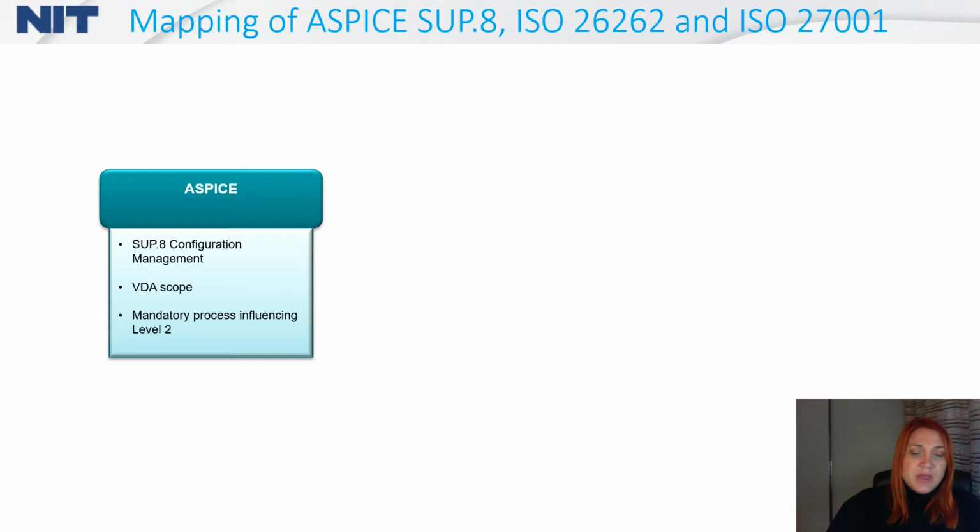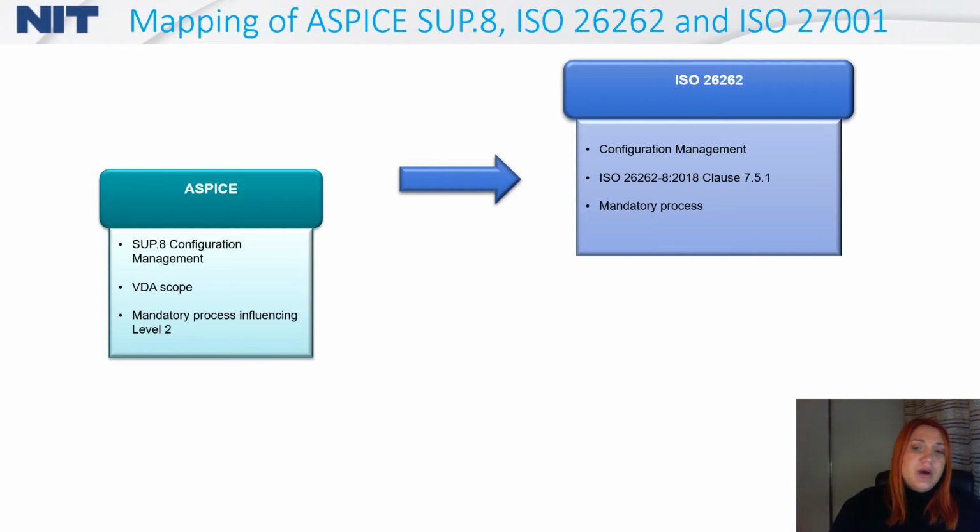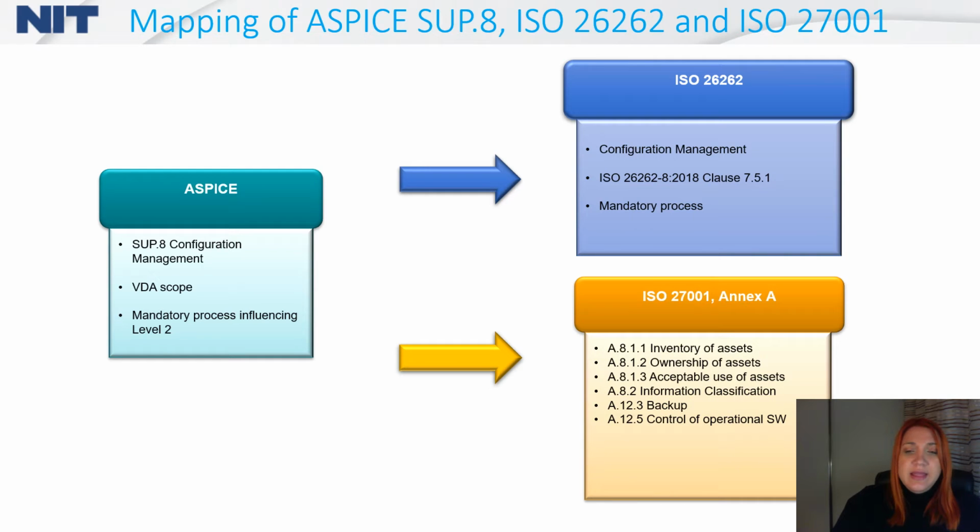Now let's check the mapping of Automotive SPICE SUP.8 configuration management to ISO 26262. Configuration management in Automotive SPICE is also a mandatory process, which is influencing level 2. It is mapped to ISO 26262 almost one to one, because ISO 26262 has configuration management, and it is part of ISO 26262 Part 8, Clause 7.5.1, and it is also a mandatory process. In another standard, like information security, we have chapters like inventory of assets, ownership of assets, acceptable use of assets, information classification, backup, and control of operational software. This is also almost mapping one to one to the configuration management as we know it in Automotive SPICE.